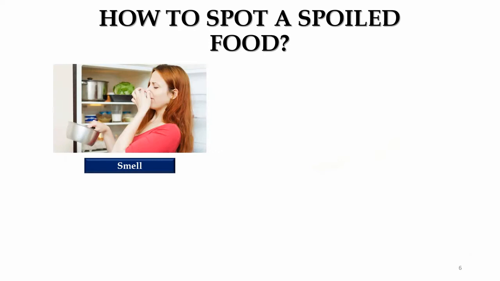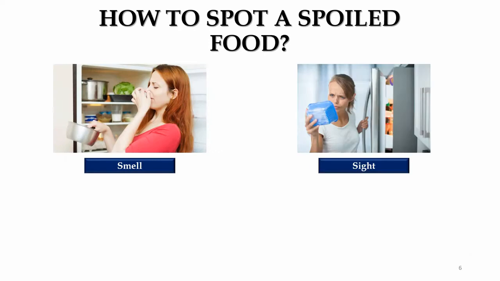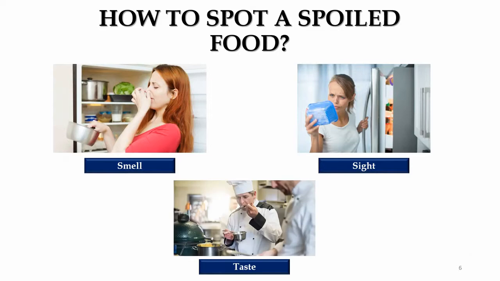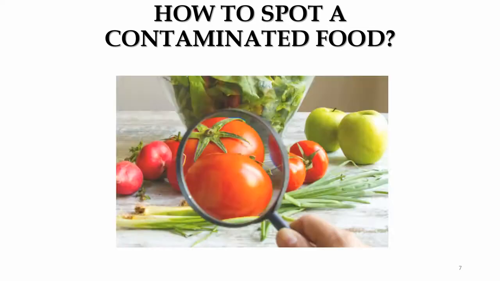Food spoilage can be easily spotted by using our senses, such as smell to detect off odor from the food. We also can use our sight to detect if any spoilage has occurred, or we can test the food whether it has gone bad. But how are we going to determine which food has been contaminated?